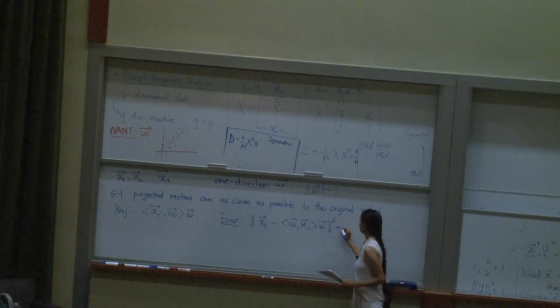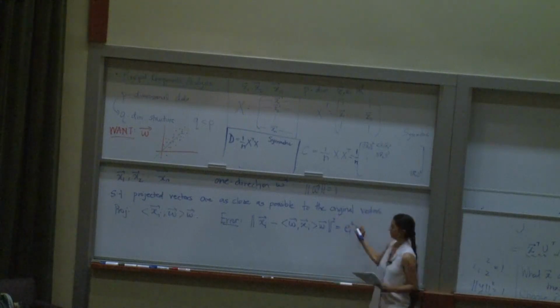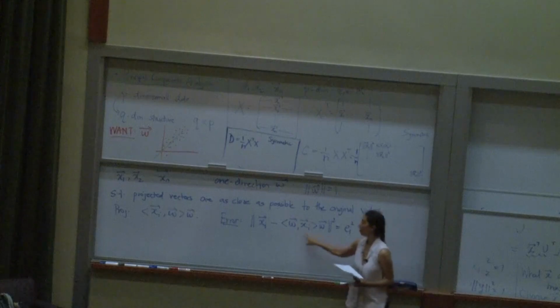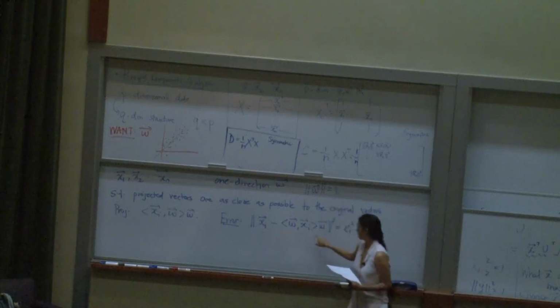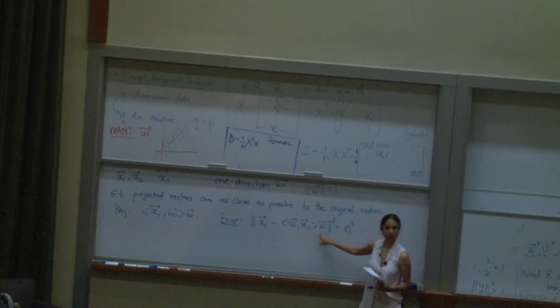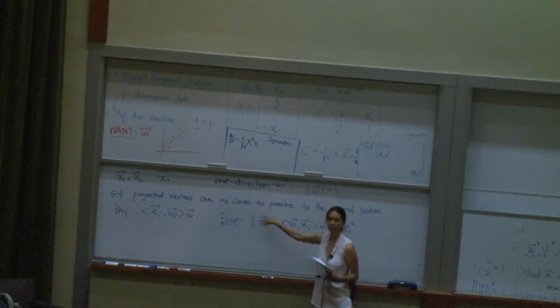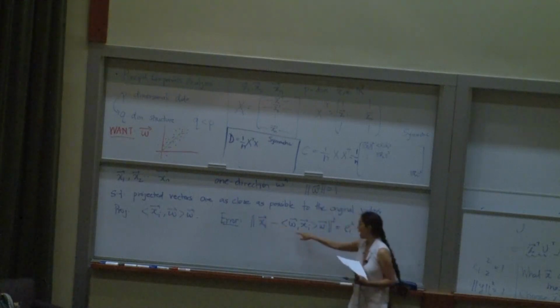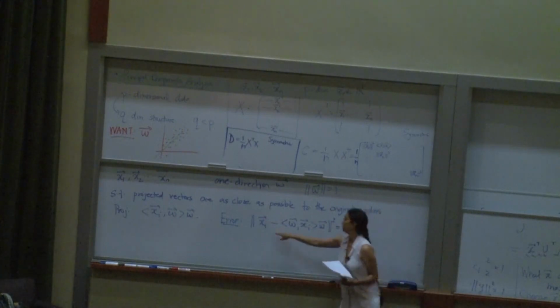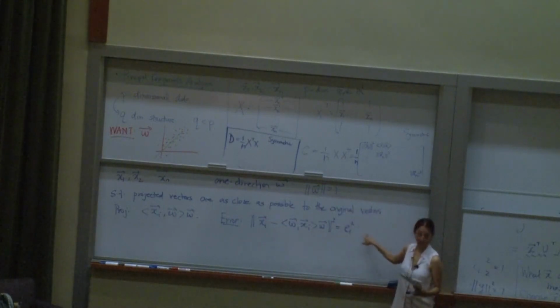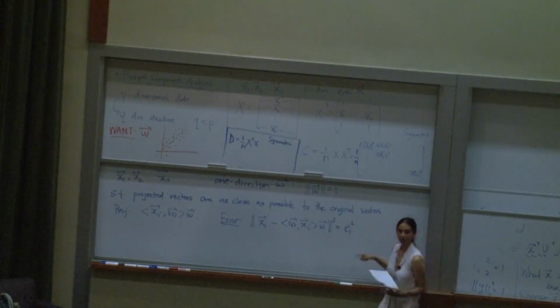I'm just going to call this ei squared. So the error for point i, assuming that I project into direction w, is the difference between where my data point xi is and the projection. The norm squared of this is my error, okay?